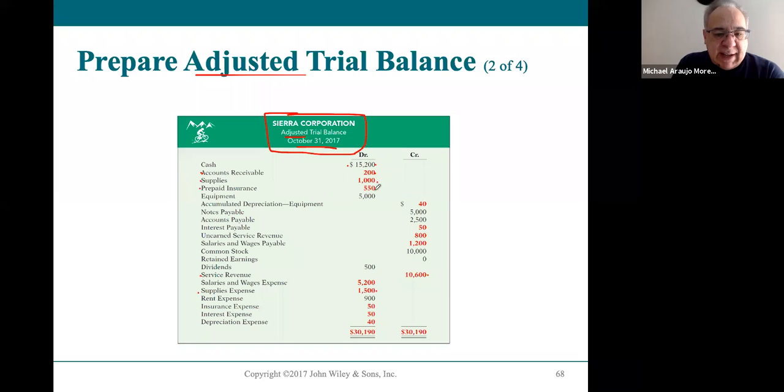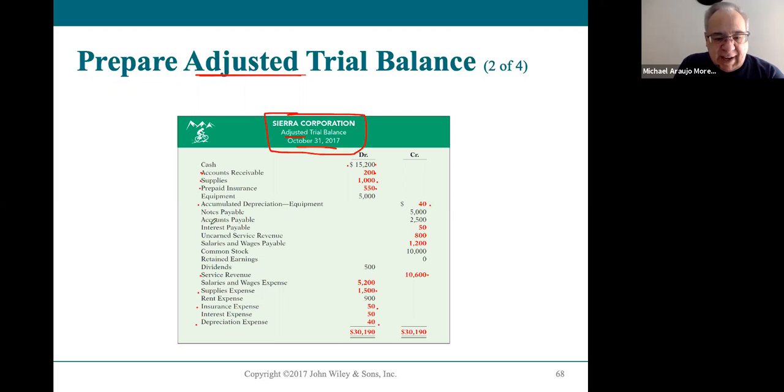Prepaid insurance is the next account that's shown in red. Why? Because it went through the adjusting process. What was it paired with? Insurance expense. We debited insurance expense, credited prepaid insurance. That changed the balances in both of those accounts. Notice the next account that's affected here was accumulated depreciation for equipment. It had a $40 credit. What was it paired with? Depreciation expense, right? This is also Learning Objective 2, a prepaid expense. We debit the depreciation expense by 40, credit accumulated depreciation of 40.